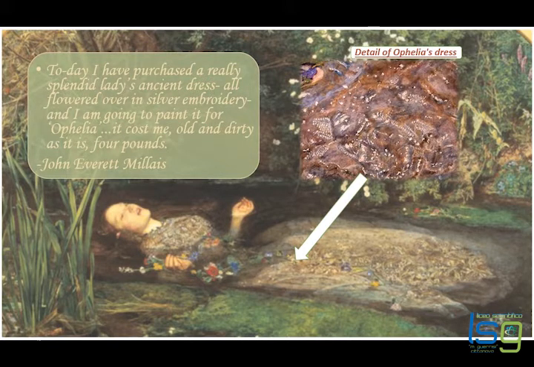The model was required to pose over a 4 month period in a bath full of water, kept warm by lamps underneath. The plants must have symbolic significance. The roses may allude to her brother Laertes calling her Rose of May. The willow, nettle and daisy are associated with love, pain and innocence.